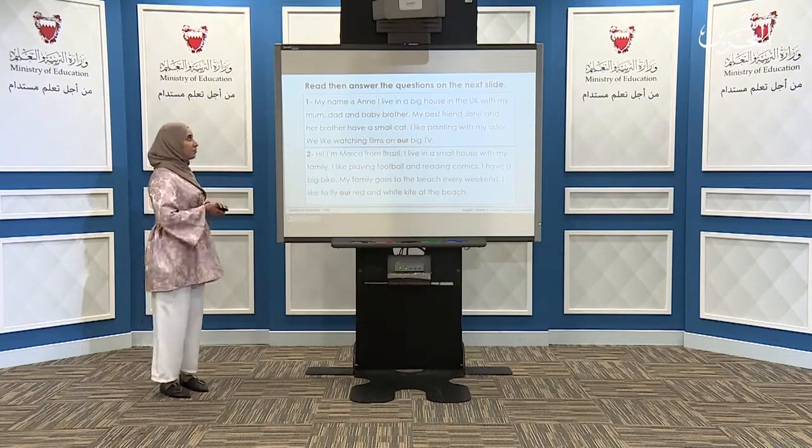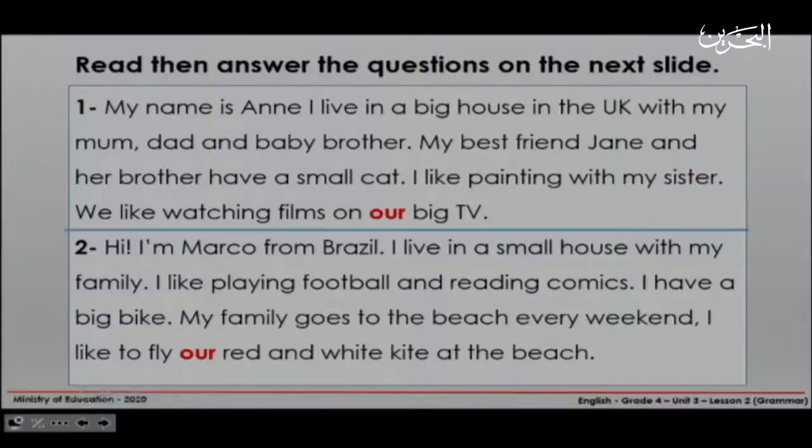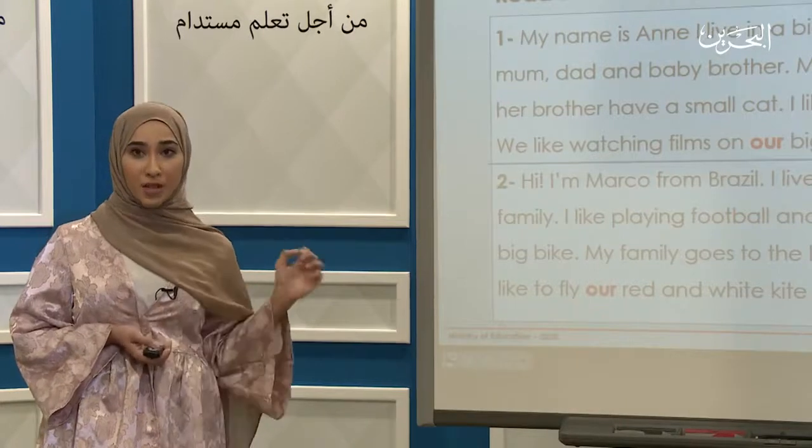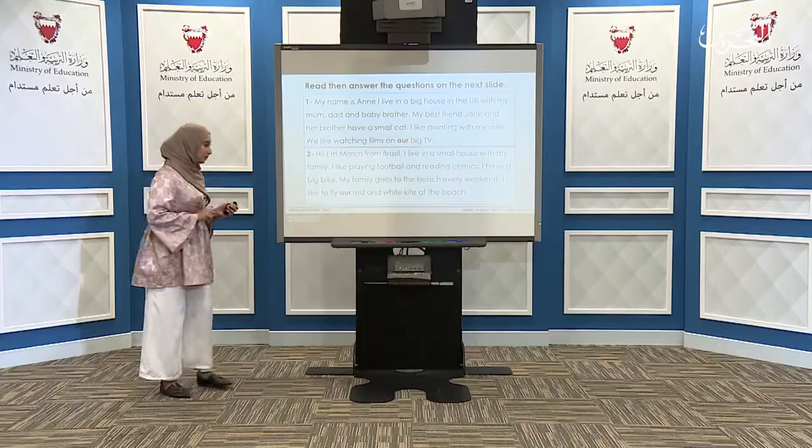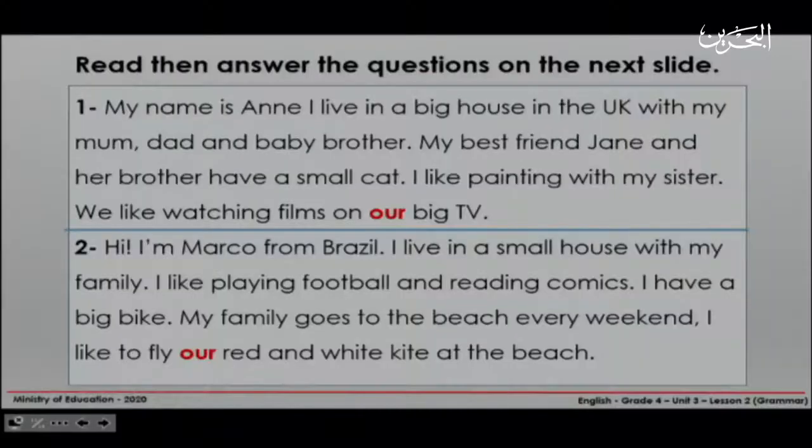Now, we are going to read these two paragraphs together, and please pay attention to the information here and take some notes. One, my name is Anne. So what's the girl's name? It's Anne. I live in a big house. So her house is big. In the UK with my mom, dad, and baby brother. So she lives in this big house with her family.